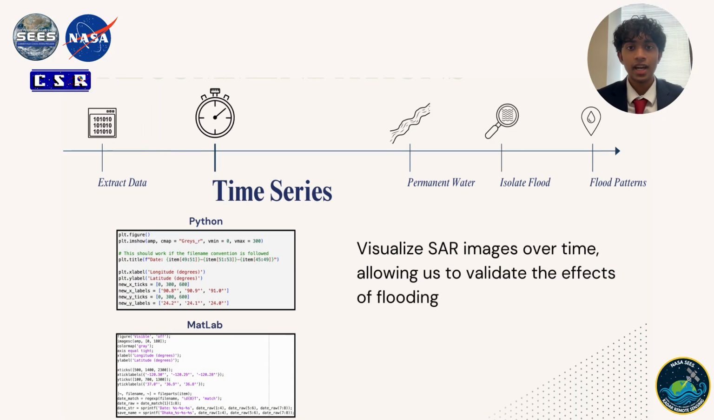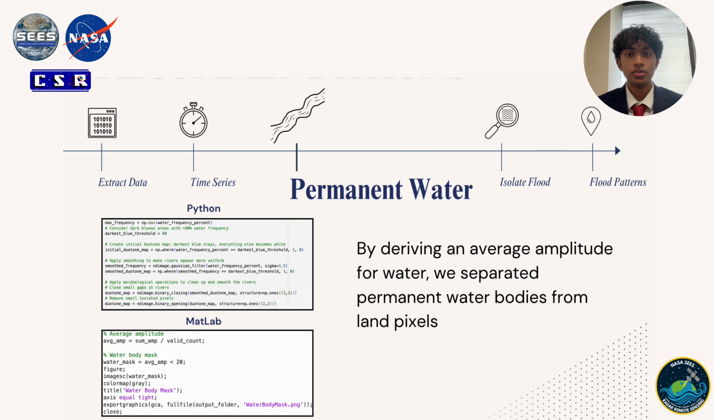Next up, we created a time series. By visualizing SAR images over a large time frame, like 1 year in our case, we were able to validate our flood predictions. By analyzing water pixels across various test cases, we determined an average amplitude that would serve as a threshold. This step is crucial in determining the validity of our program, as we needed to make sure that it can differentiate between permanent water, like lakes, rivers, and ponds, versus temporary water, like flooding.